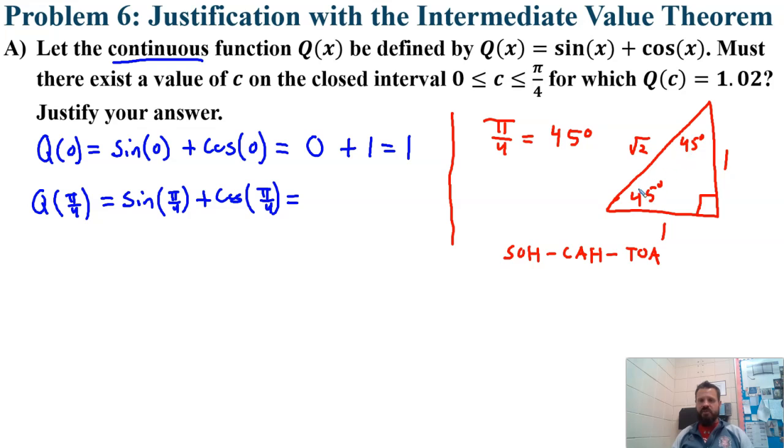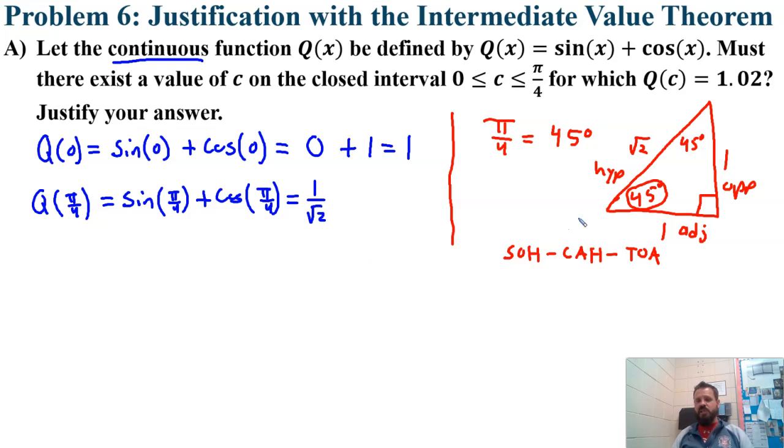So the two 45s are the same. I'm just going to pick this one to use. If I do that, that means the side across from it is the opposite side. The side next to it would be the adjacent side. And across from the right angle is the hypotenuse. We defined sine as the opposite over the hypotenuse. Opposite is 1, hypotenuse is root 2. So that'll just be equal to 1 over root 2.